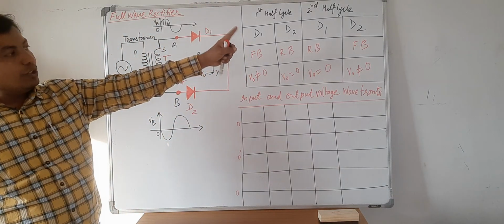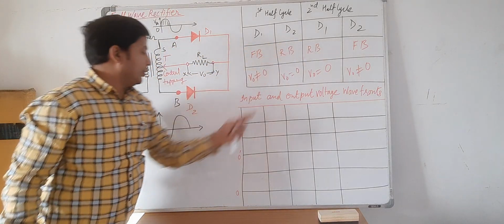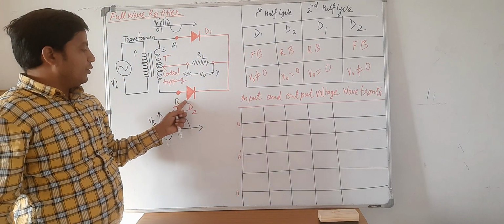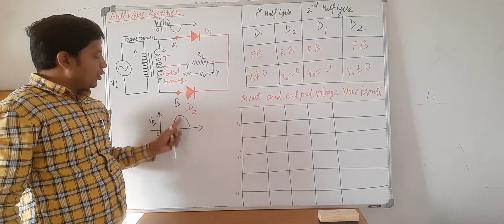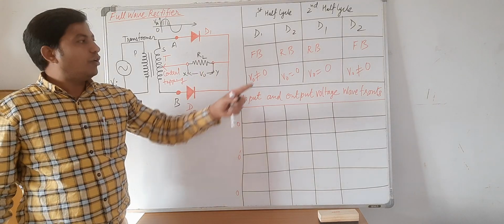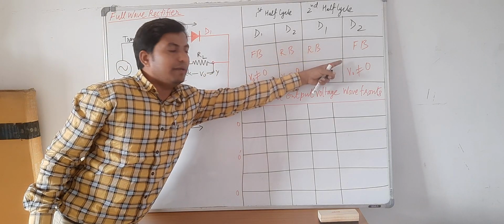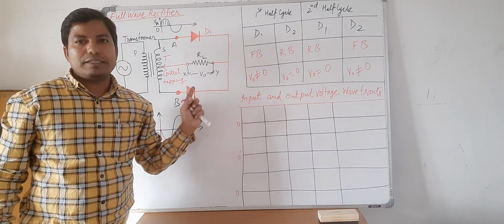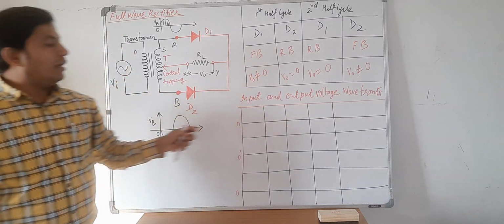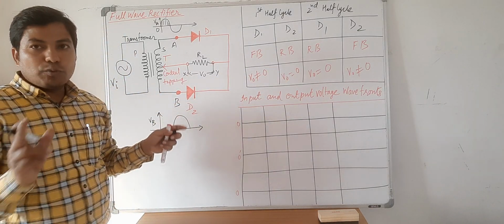And for the second half cycle, check diode D2. This is positive for D2 and this is positive for the second half cycle. So positive stands for forward biasing of D2. Whenever D2 is in forward biasing, the output voltage will not be 0. There will be some value of output voltage. So using this table, now we are going to draw the input voltage.